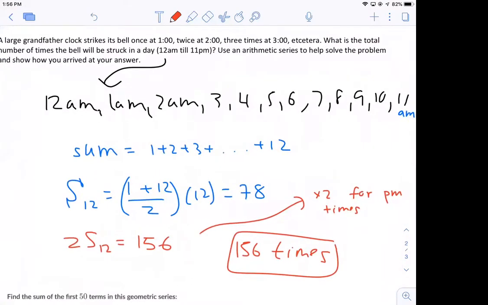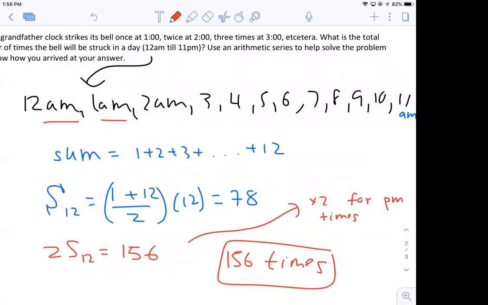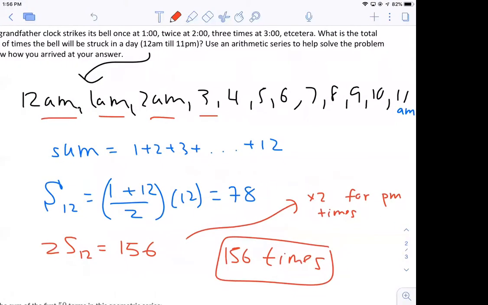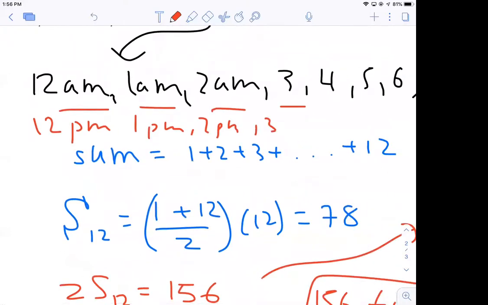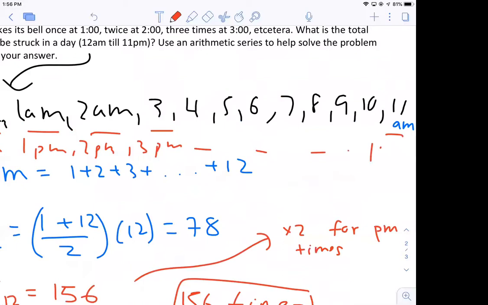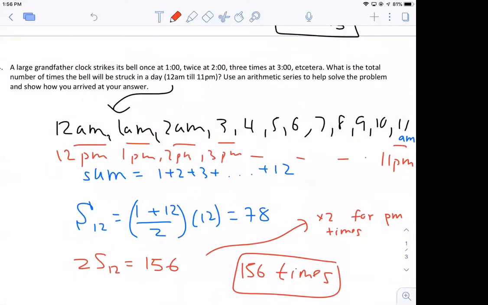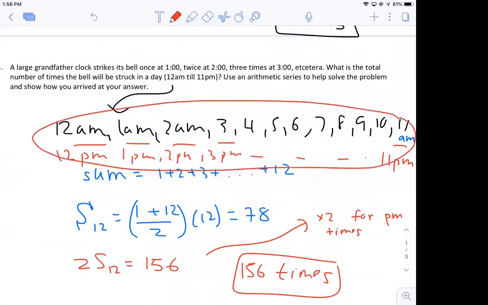If I write out all the hours of the day, it's going to go 12 a.m., 1 a.m., 2, 3, 4, 5, 6, 7, 8, 9, 10, 11 a.m. Then we're going to go 12 p.m., 1 p.m., 2 p.m., 3 p.m., etc., all the way up until 11 p.m., and that's all the hours of the day. It's actually much easier to do this without an arithmetic series, because we're just adding up all these numbers: 12 plus 1 plus 2 plus 3 plus 4 plus 5 plus 6 plus 7 plus 8 plus 9 plus 10 plus 11, and then times 2 plus itself again.